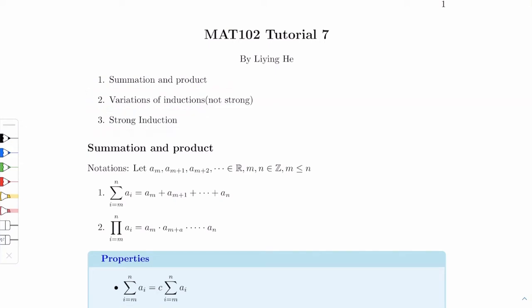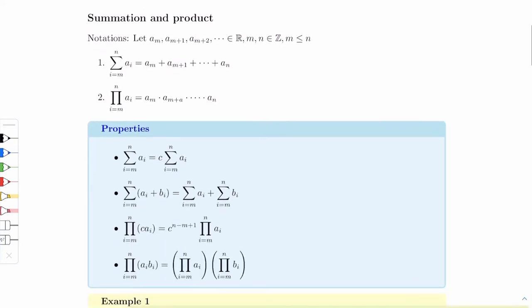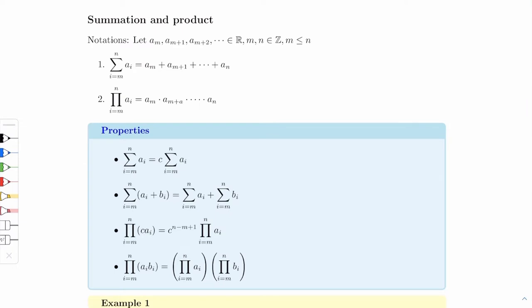The reason I separated those two, well, strong induction is also a variation of induction, is because I want to tell you the difference between normal induction and strong induction. Okay, so let's just start. We have summation and product. So let's introduce the notation.